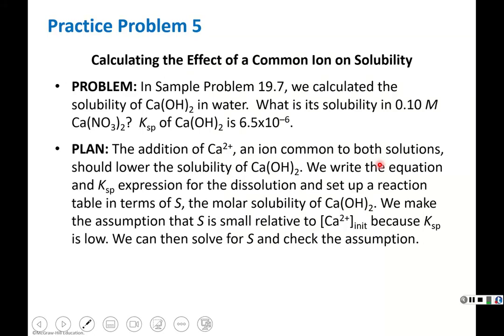We calculated the solubility of calcium hydroxide in water. What is its solubility in 0.1 molar calcium nitrate? Now the common ion is calcium, and the KSP value of calcium hydroxide is given. So we're going to have to figure out how this added calcium in solution shifts our equilibrium. Okay, so let's remind ourselves what our equilibrium is.